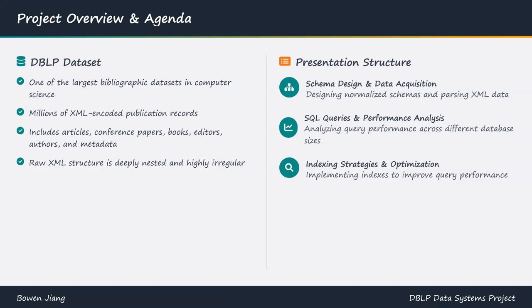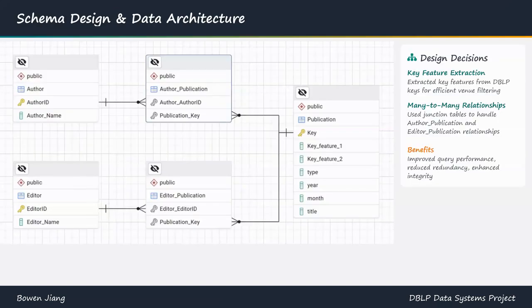DBLP is one of the largest bibliographic datasets in computer science, consisting of millions of XML-encoded publication records. These include articles, conference papers, books, editors, authors, and various metadata views. Because the raw XML structure is deeply nested and highly irregular, our first task was to design a normalized relational schema that supports efficient analytical queries.